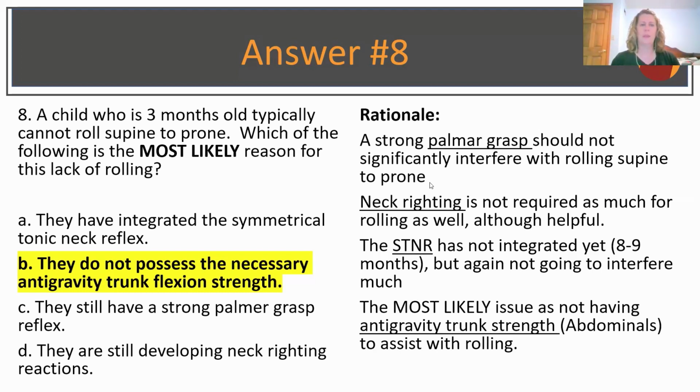They are still developing neck righting reactions. That's true, but when going supine to prone, why a lot of kids that young can't do it is they don't have the anti-gravity trunk flexion. They don't have good ab and trunk strength, so they can't lift their head and contract their abs enough to start that rolling position.